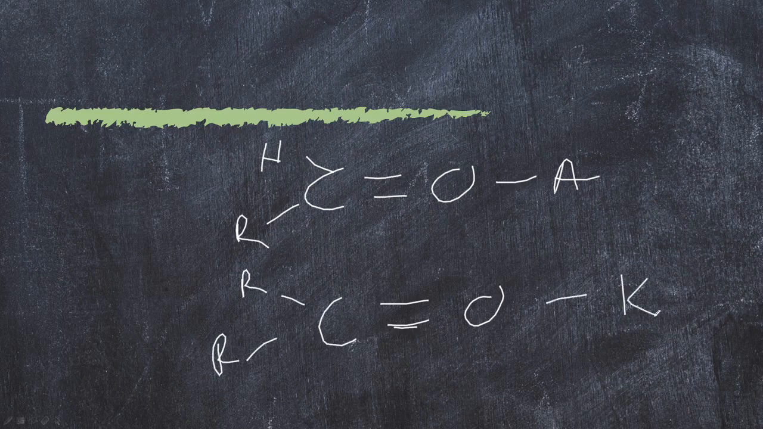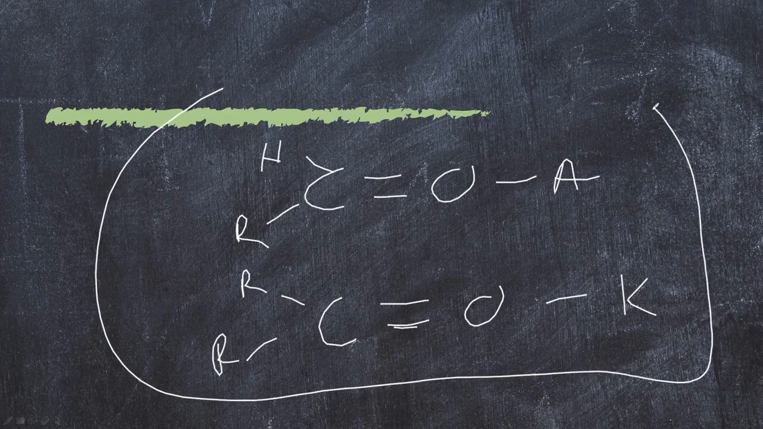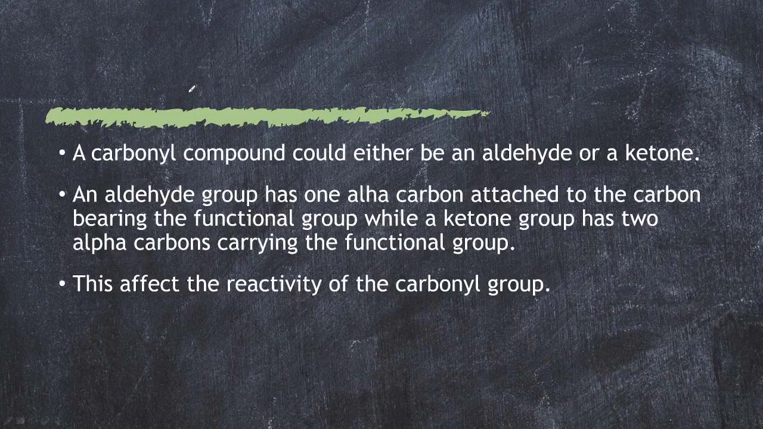But in this video, we're actually going to be talking about a general test, not a test to differentiate between these two groups. Certainly there are tests for that, but this one is a general test for carbonyl groups. So that's what we're going to be talking about. A carbonyl group could either be an aldehyde or a ketone, like I said earlier.